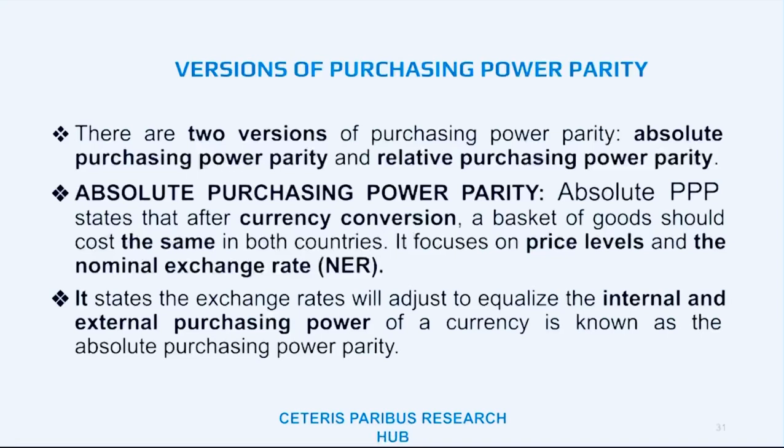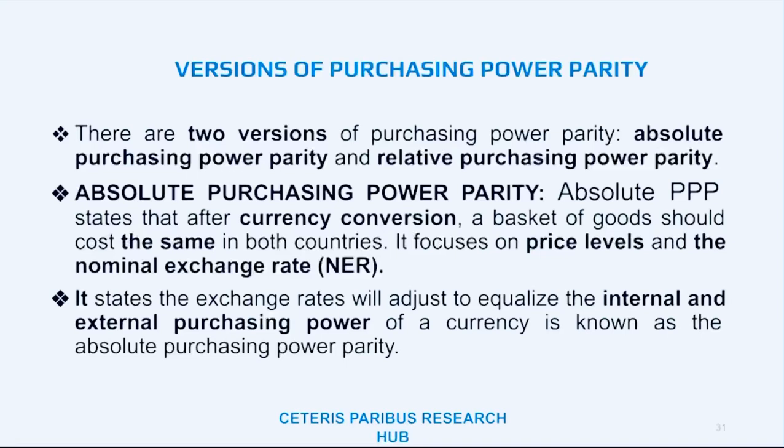Now, there are two versions of purchasing power parity that are recorded in the literature. These are absolute purchasing power parity and relative purchasing power parity. Basically, absolute purchasing power parity states that after currency conversion, after you have understood the nominal exchange rate between two countries, a basket of goods should cost the same in both countries. So it focuses on price levels.